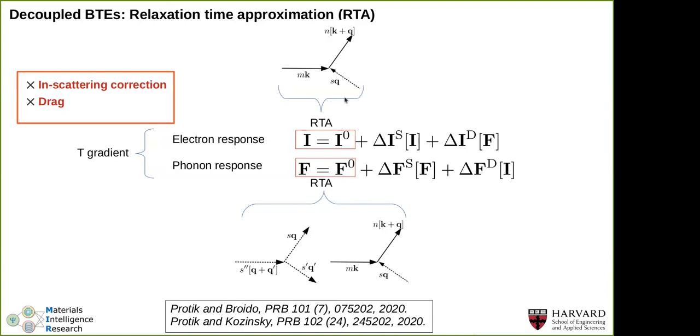The RTA involves evaluating these elementary scattering processes and then forming scattering rates. Electron-phonon scattering and phonon-phonon scattering will go into these RTA terms. But after that, that's it. There are no equations to solve per se. So this way, you're going to be missing out on something called the in-scattering correction, which can be important in many materials. And two, you will not be capturing any drag effect.